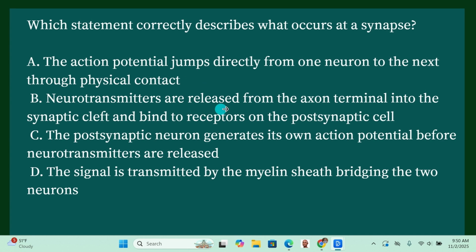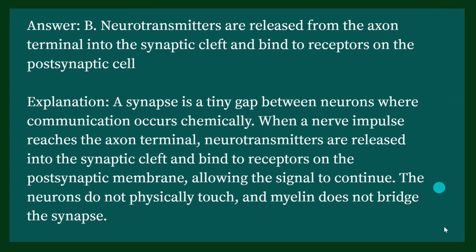So B, neurotransmitters are released from the axon terminal into the synaptic cleft and bind to receptors in the postsynaptic cell. True. Okay. C, the postsynaptic neuron generates its own action potential before the neurotransmitters are released. No, it needs the neurotransmitters for that to happen. And then D, the signal is transmitted by the myelin sheath bridging the 2 neurons. That's not something that happens. So B would be the correct answer.